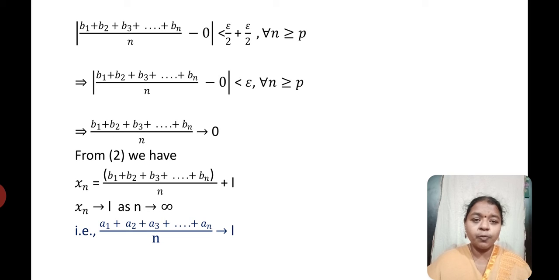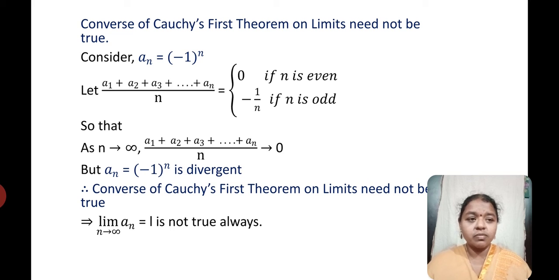From equation 2 we have xn is b1 plus b2 plus b3 plus and so on plus bn divided by n, plus L. Now this xn tends to L as n tends to infinity. That is because this b1 plus b2 plus b3 and so on plus bn by n tends to 0. And what is our xn? xn is nothing but a1 plus a2 plus a3 and so on plus an divided by n, which tends to L. So this is the proof of Cauchy's first theorem.